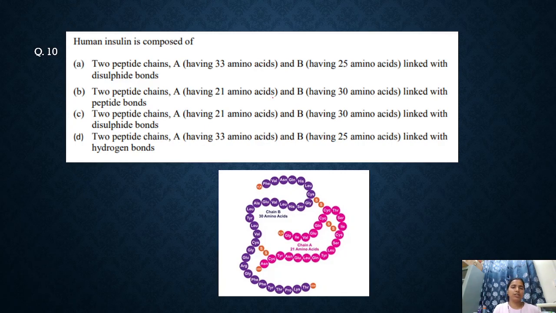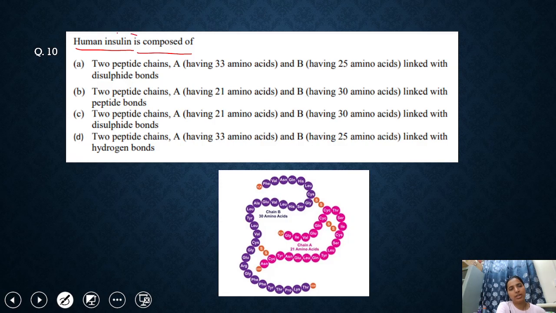Okay, this is your next question. They are asking about the human insulin composition, because you have studied about insulin. Initially, when insulin started being produced by companies or industries, the source was animal. But with advancement, they found out that it can be produced by recombinant technology in microorganisms. Similarly, in an expression system we can produce this structure.